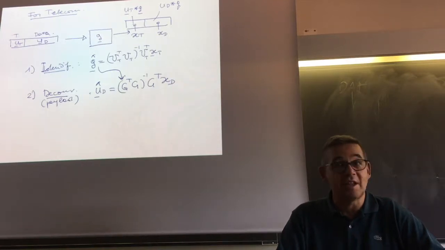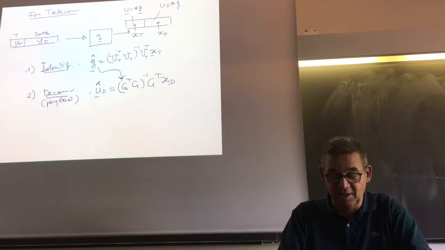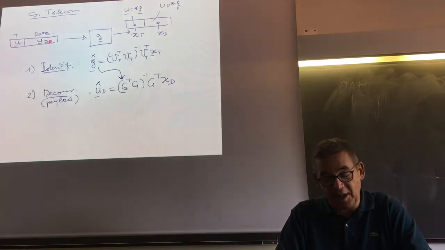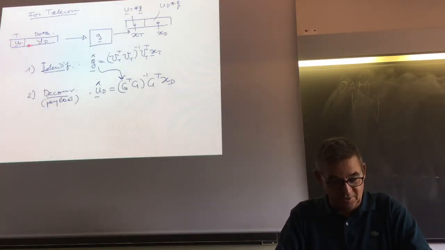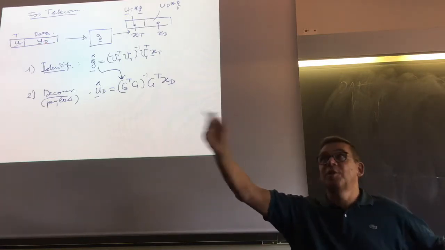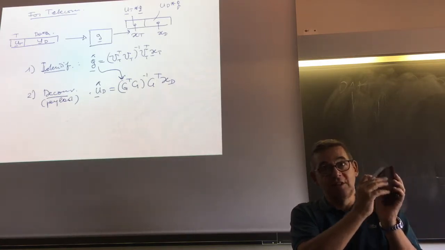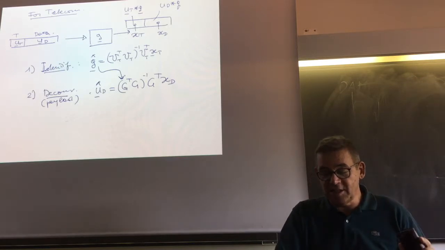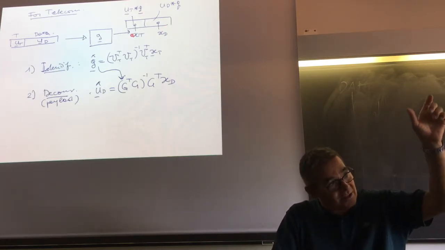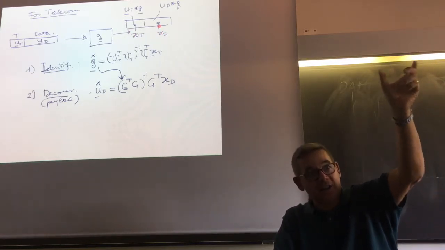I wrote here so that it remains for telecom. In telecom there is a training and a payload, so the vector is UT and UD. Everything travels into the channel, bouncing on the wall, and everything that is received there is XT and XD. XT is the training part in the packet, and XD is the payload in the packet.